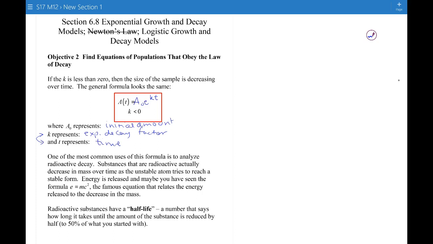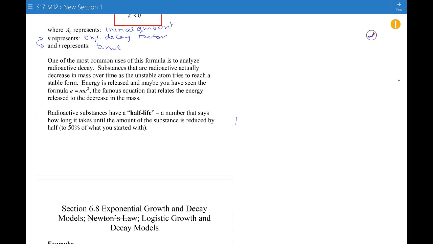So radioactive substances have something called a half-life, and it's a number that says how long it takes until the amount of the substance is reduced by half. So if you started with 100 grams, after the half-life goes by, then you have only 50 grams left. That could be 1,000 years, it can be 2 hours. It just depends on how radioactive the substance is.